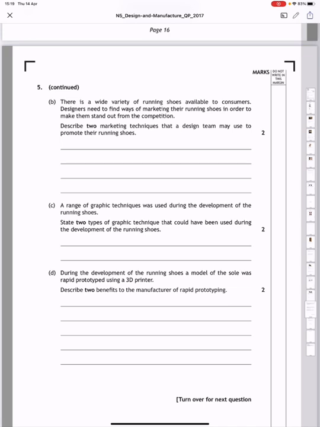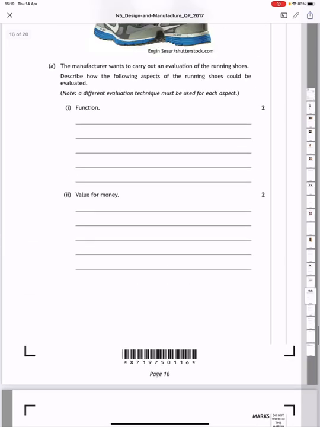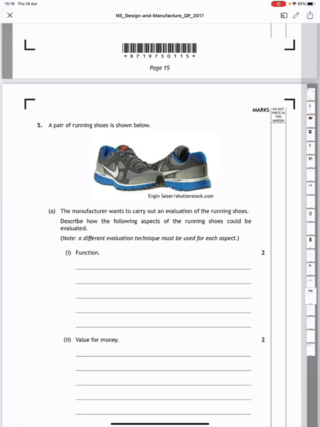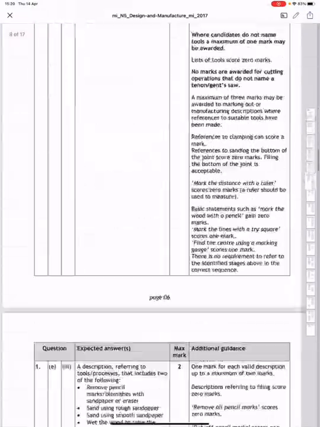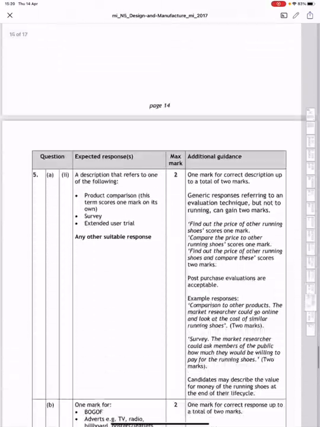So examples would include 2D sketches, 3D sketches, an orthographic drawing, rendered drawing, exploded views, assembly views, sectional views, computer CAD drawings. These are the types of graphics that could have been used during the design process of coming up with these running shoes. So any of these would get you a mark. So let's just double check. Using assessment as learning, let's check the marking scheme just to check if we're on the right track, no pun intended.